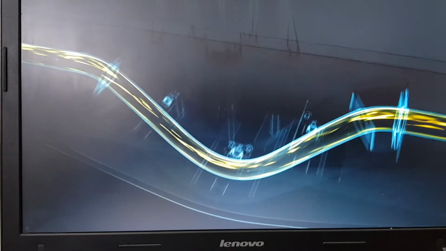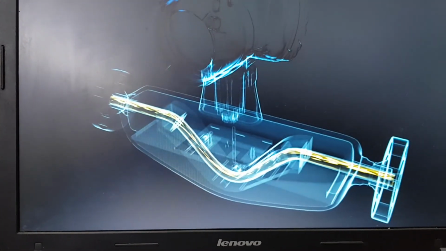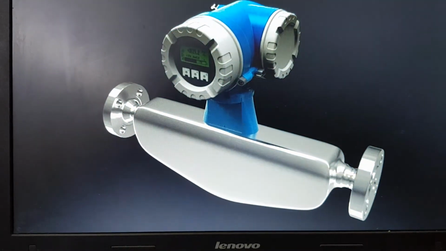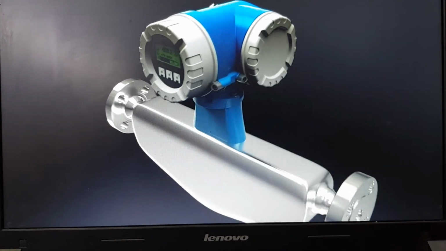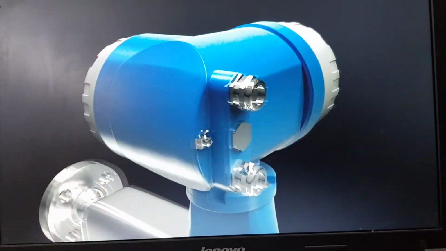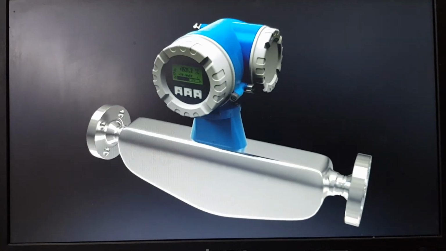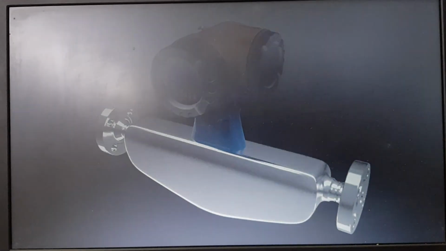Endress and Hauser has continuously revolutionized and perfected Coriolis flow measuring technology in numerous innovative systems. This measuring technology is unique, as it's the only way multiple process variables such as mass flow, volume flow, density, temperature, and even viscosity can be measured simultaneously in pipelines.